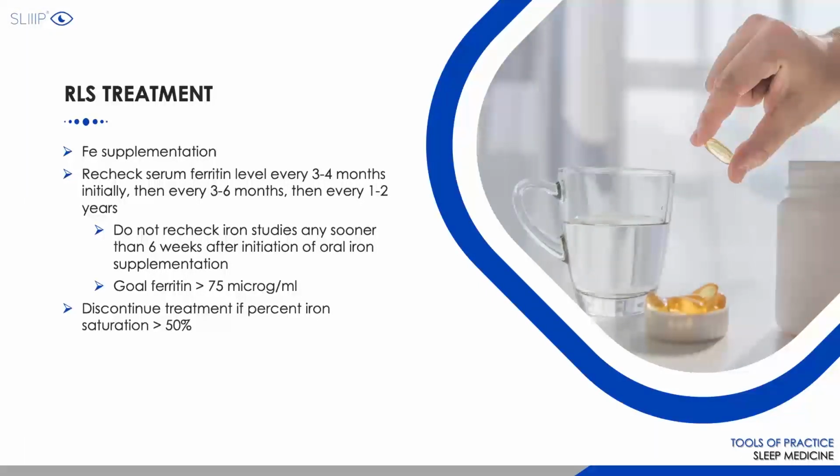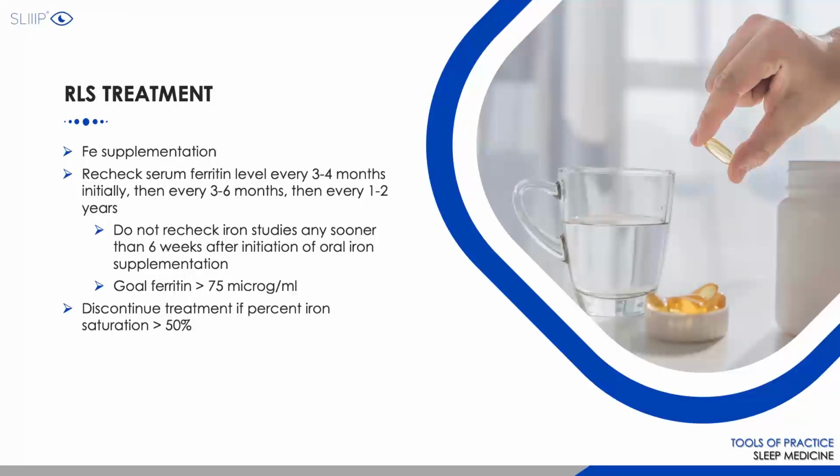You don't want to check it before 6 weeks because you're not going to give it adequate time to increase. You want to keep it above 75. So what I normally will do is once it's above 75, I will have them continue that for another couple more months before I recheck the level. If it stays above 75, I discontinue the iron, and then I check the ferritin level 6 months later just to make sure they're on track. Or if their symptoms recur, I start them again and check the levels again after that.